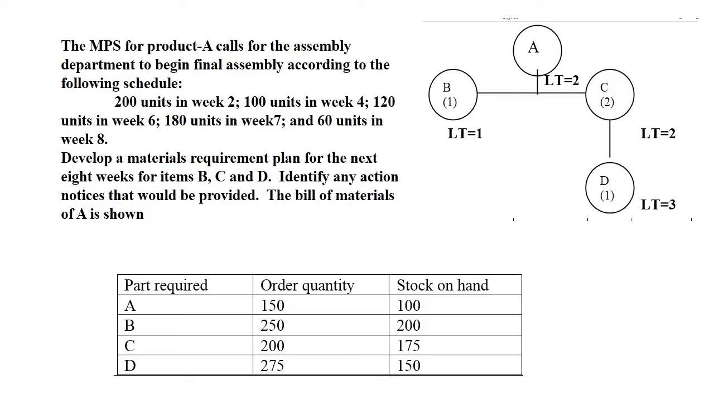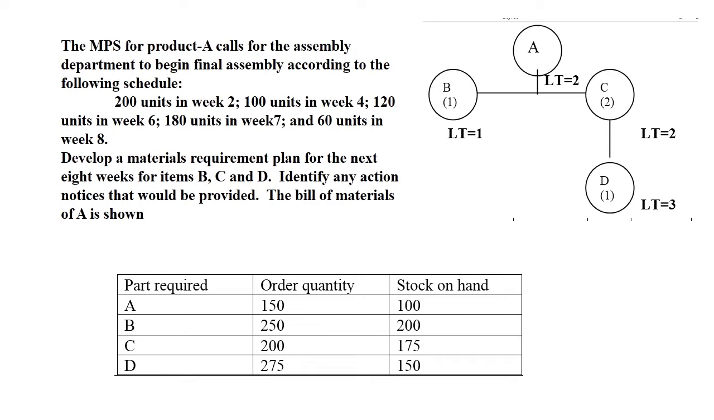So the lead time for A is 2. So if we need A now, we have to order 2 weeks prior. That is the information with respect to lead time. The lead time for B is 1, C is 2, and D is 3.